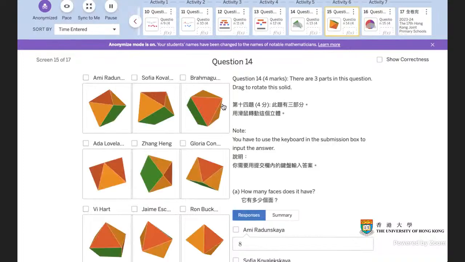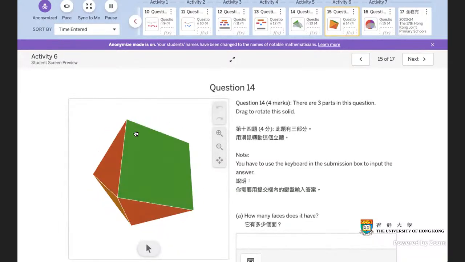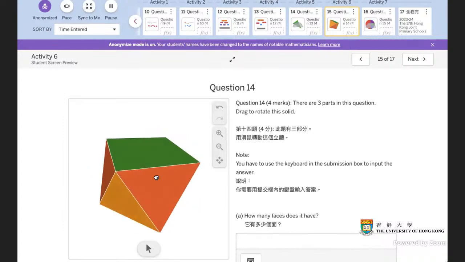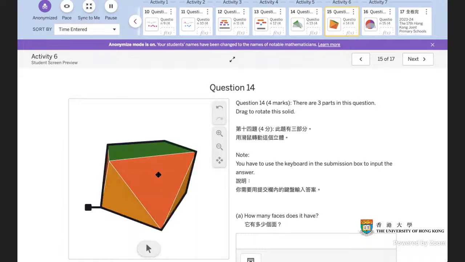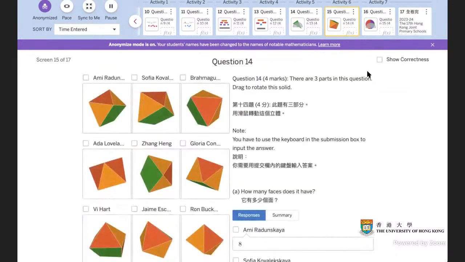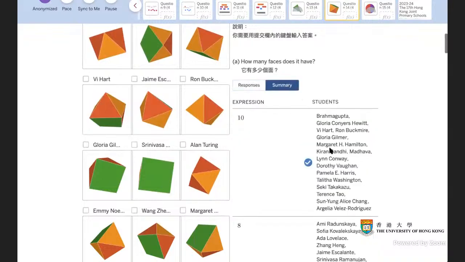Okay, finally, the second last one, question 14. It is about a solid, okay? And here you can see the student can drag the solid in order to examine different parts of different faces of the solid and count the faces, edges, and vertices. And if you look at the teacher's page, actually the result performance is quite good, although many may make mistakes here. And here's the summary.